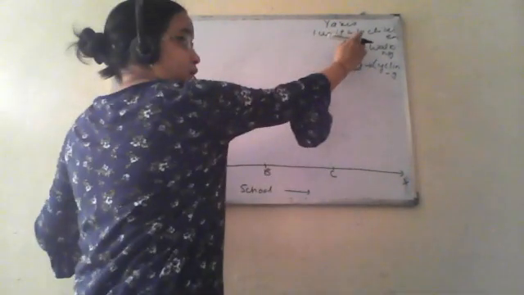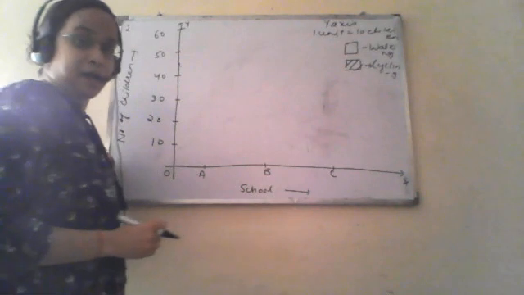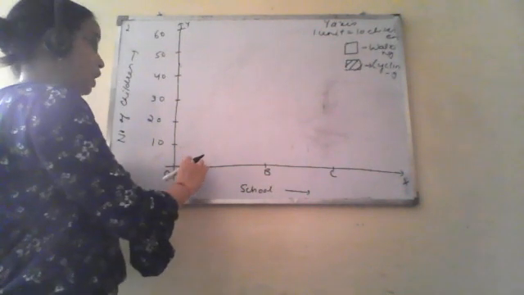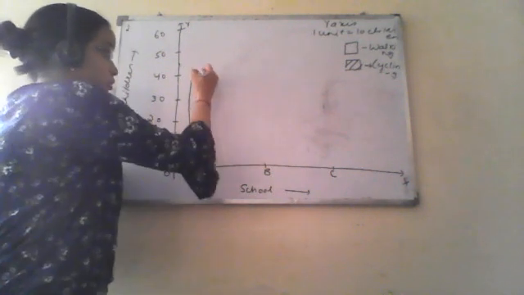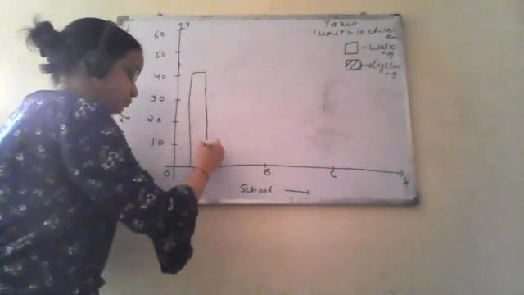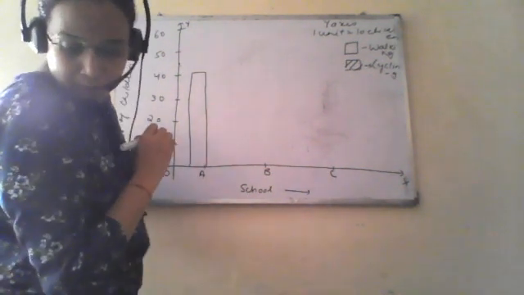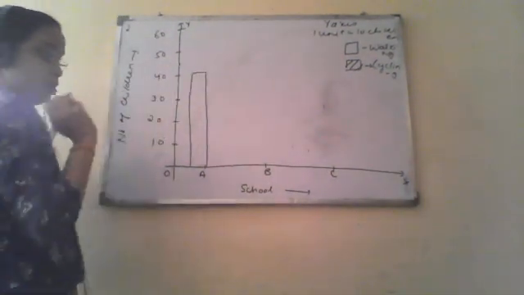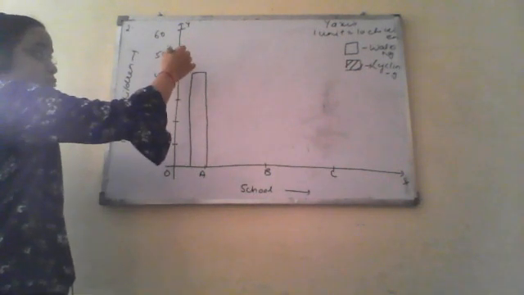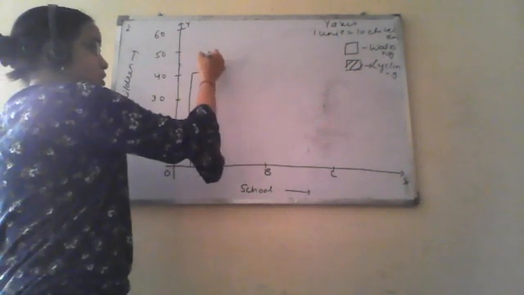Walking we have represented by the blank bar. So for A, the number of students who like walking is 40. So we will plot 40. Clear? The number of children who prefer cycling is 45. So 45 will lie between 40 and 50.